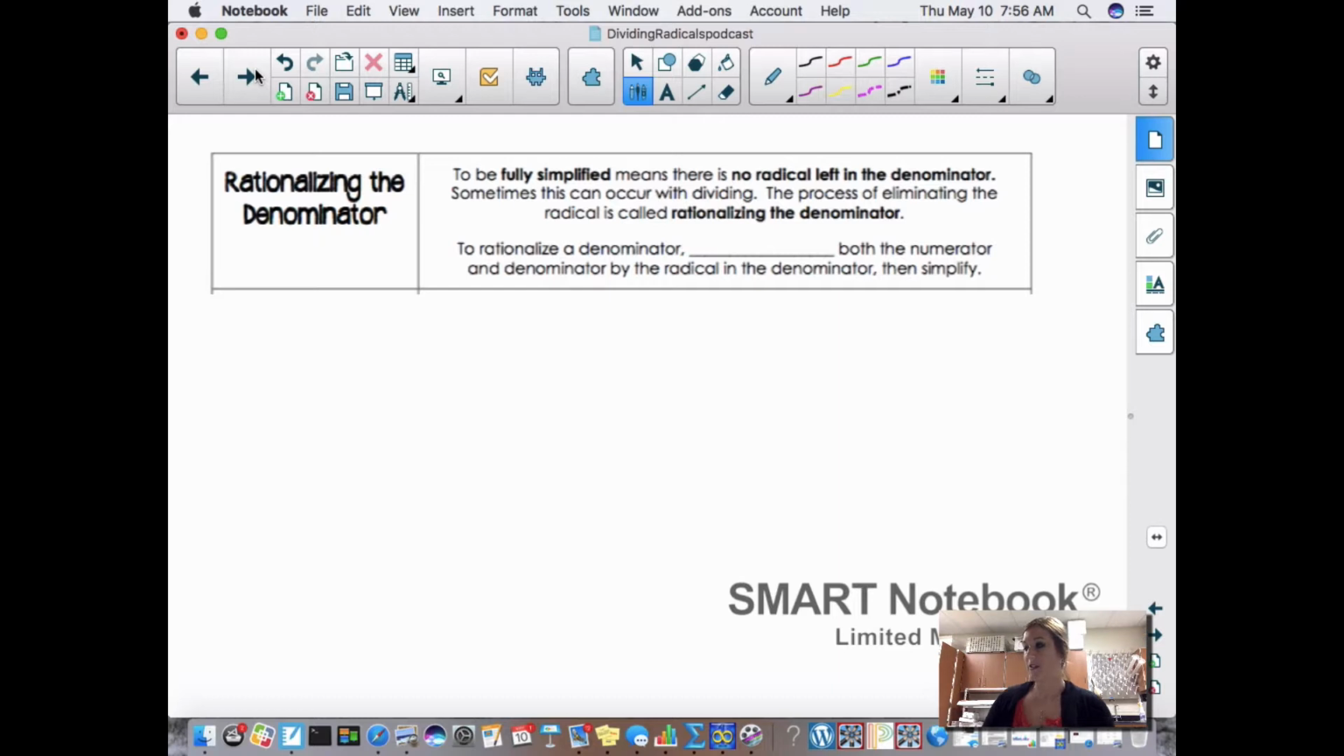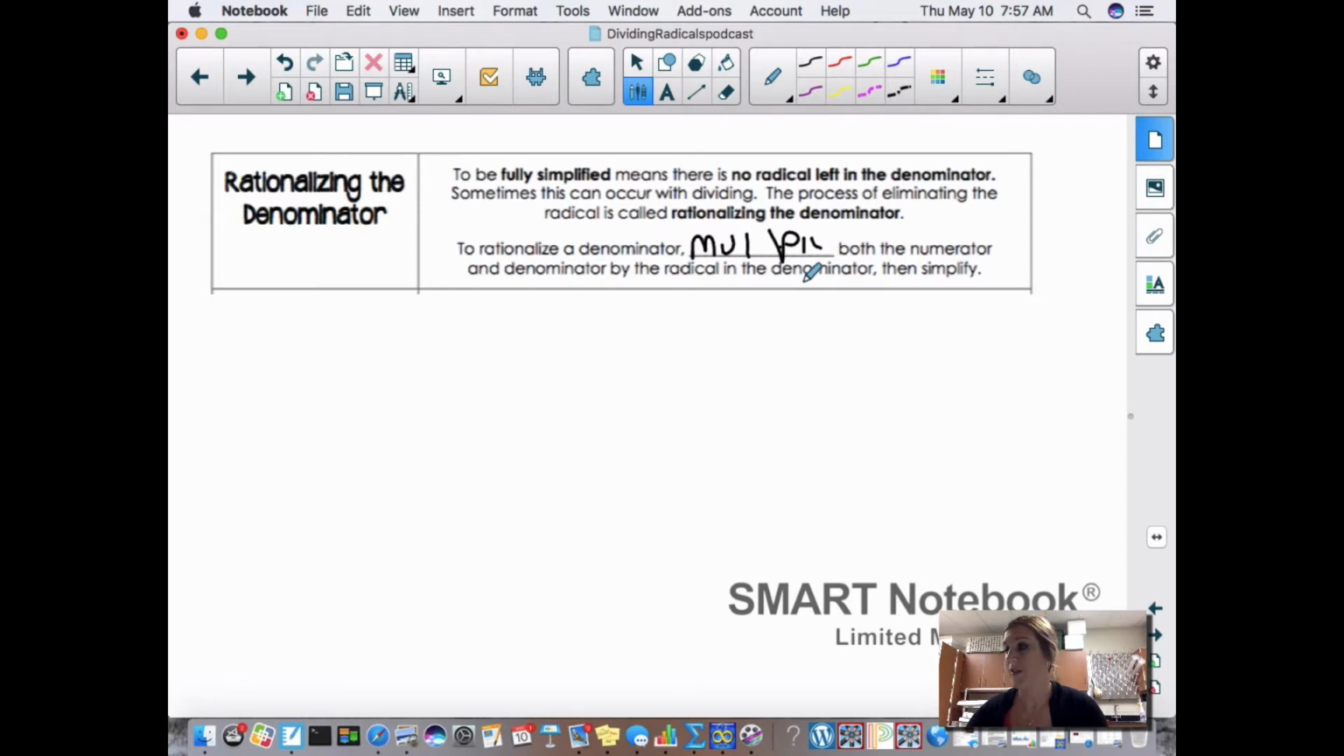Okay, rationalizing the denominator. To be fully simplified means that there is no radical left in the denominator. Sometimes this can occur along with dividing. This process of eliminating the radical is called rationalizing the denominator. So when we rationalize the denominator, we are going to multiply both the numerator and the denominator by the radical in the denominator, then simplify.